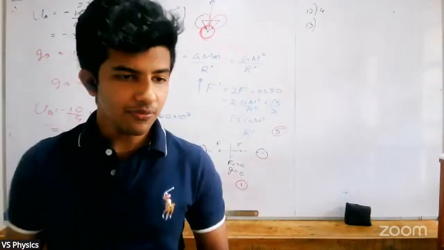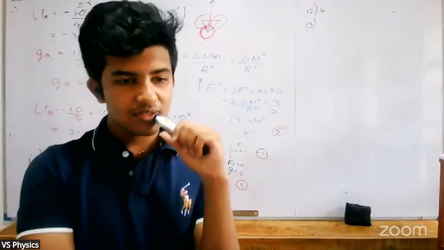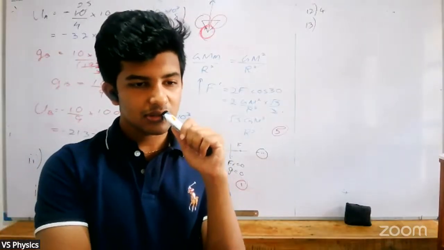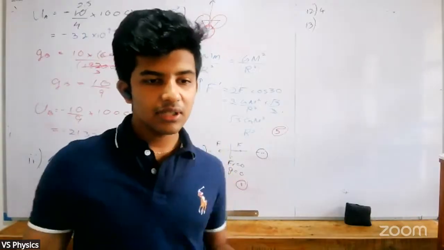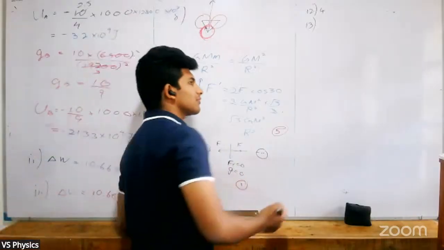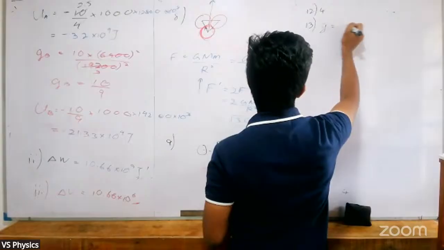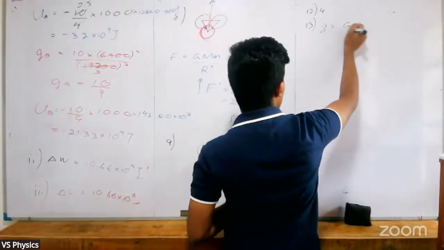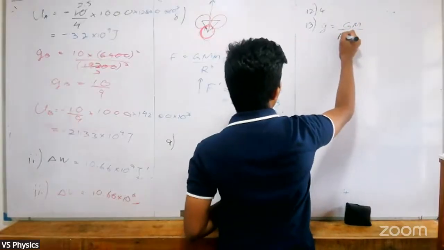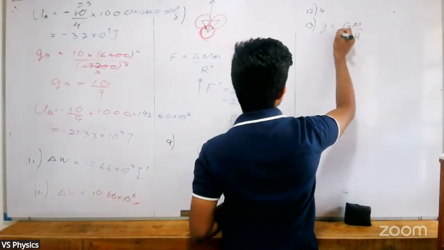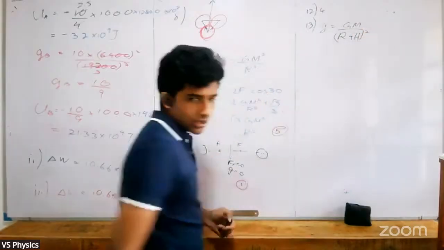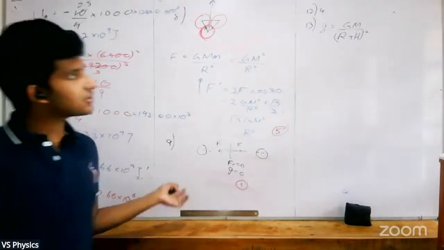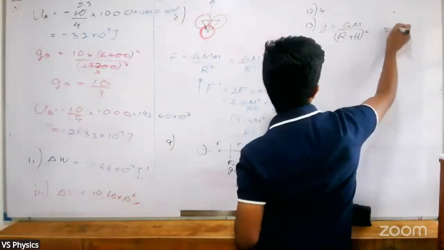The 13th one, they are asking, the mass and the radius of the earth are m and r, the universal gravitation constant is g, the acceleration due to gravity at a height h. It is GM over (R plus H) square. That is the equation. This is the fifth answer.